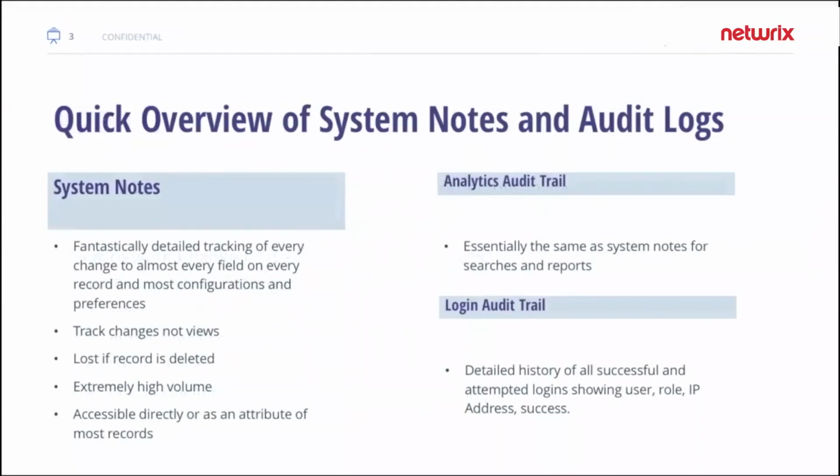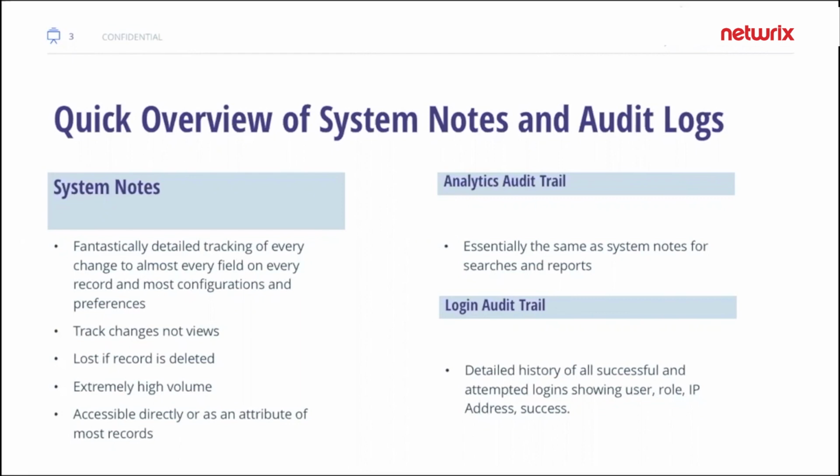A quick overview of system notes and audit logs. There are system notes, and they're fantastically detailed. Each system note basically consists of the same thing: a timestamp, the record that's affected, the person who's involved, their user role, which is critically important when we get into analysis of use of permissions, which is a big part of our SOD capabilities, the ability to use data to analyze who's doing what in the system.